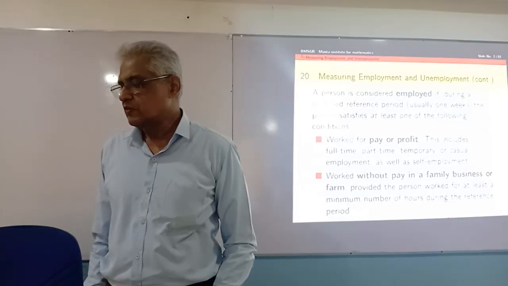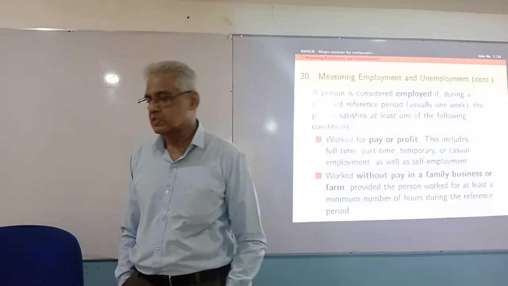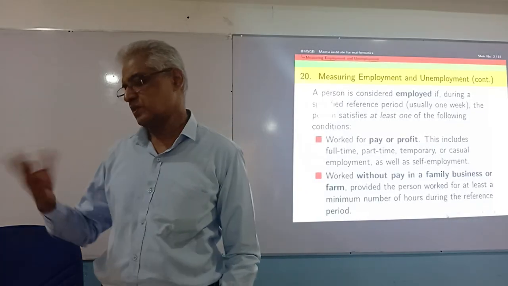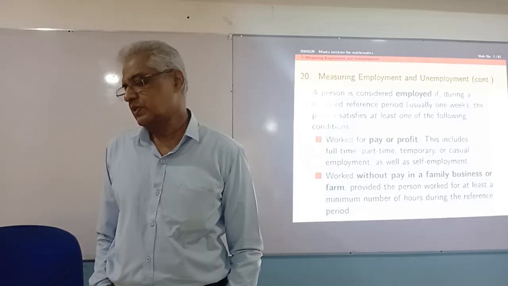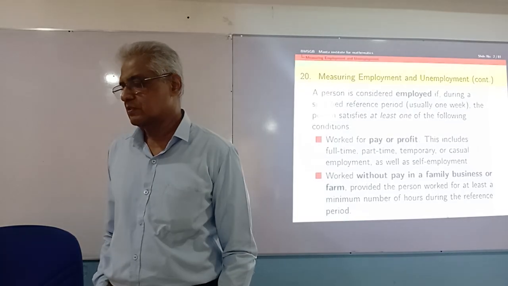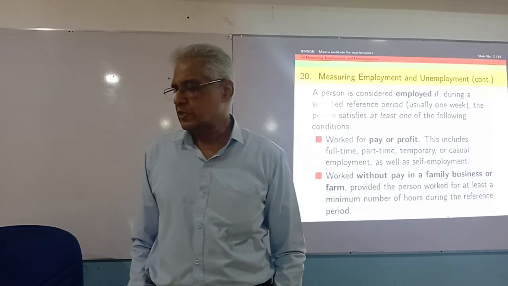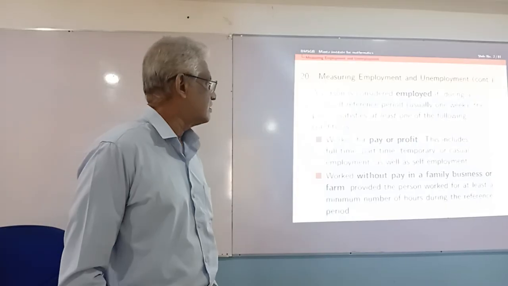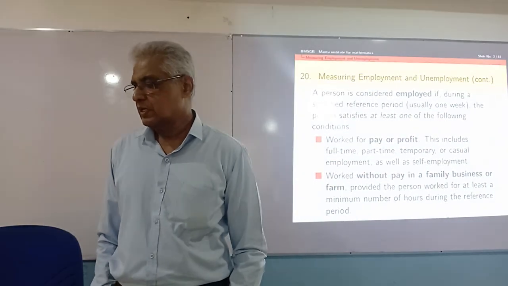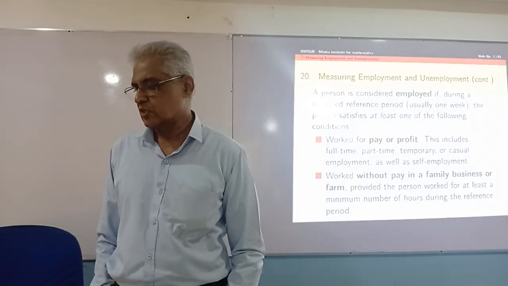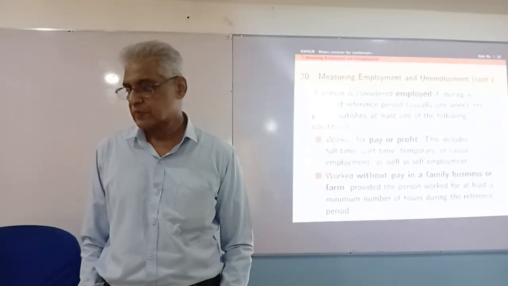So, this is the qualification for an employed person. Right? A person is considered employed if during a specified reference period, usually at least 1 week, the person satisfies at least one of the following conditions, then that person is considered an employed person. So the first one is obvious: worked for pay or profit. This includes full-time, part-time, temporary or casual employment, as well as self-employed. You get a pay or a profit.